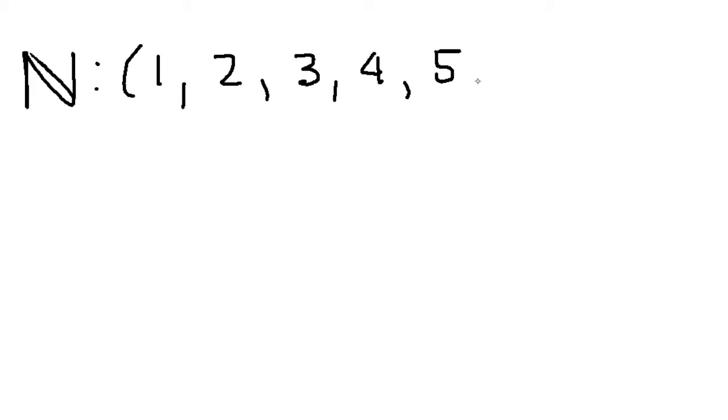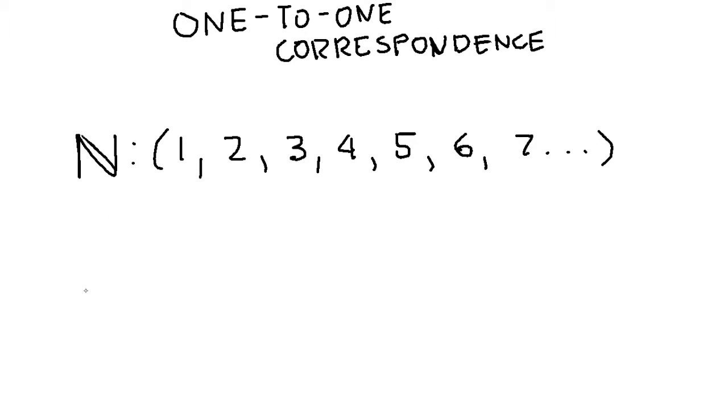Let's take the set of all natural numbers. That's 1, 2, 3, 4, 5, and so on. Is that countable or uncountable? We can easily find out by using what's called a one-to-one correspondence. A one-to-one correspondence takes the numbers of one set and matches them up with another.